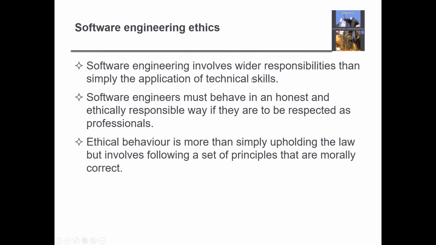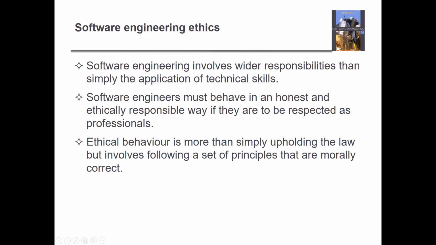Software engineering involves wider responsibilities. There are more and more responsibilities than simply the application of technical skills. Because of that, software engineers must behave in an honest and ethically responsible way if they are to be respected as professionals.